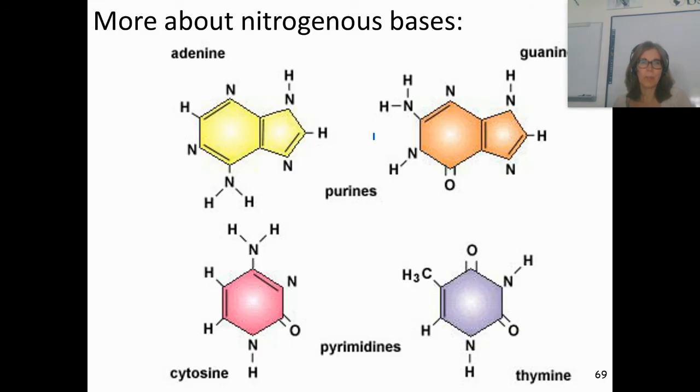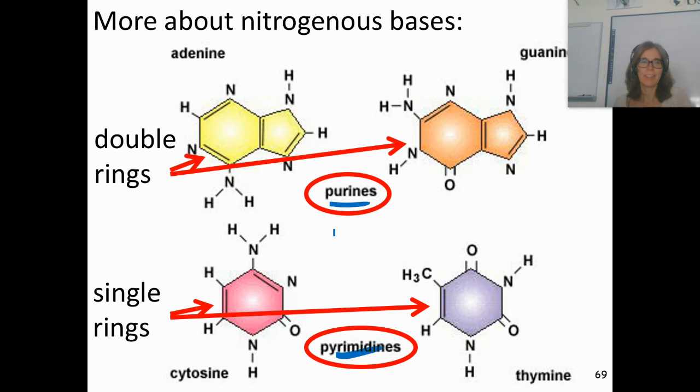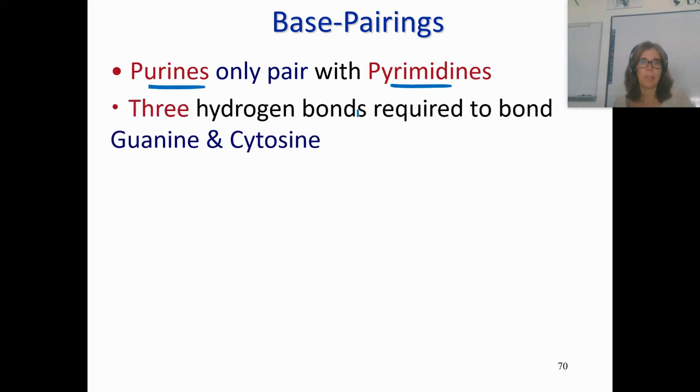Okay, so more about nitrogenous bases. So the purines, again, are the big ones. Pyrimidines are the little ones. Double rings or single rings. Base pairings, you always have a purine bind with a pyrimidine. So you have the big ones with the little ones, so the radius stays the same.